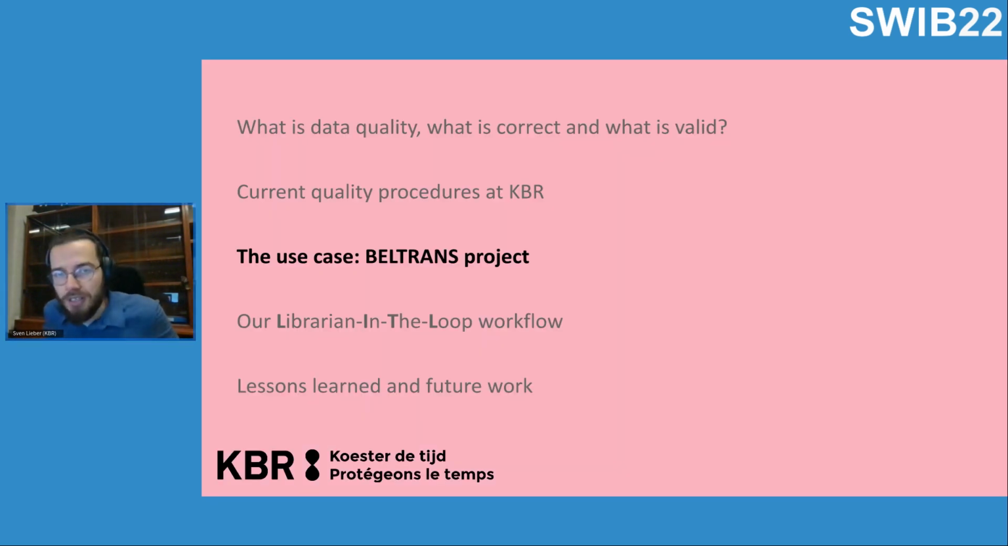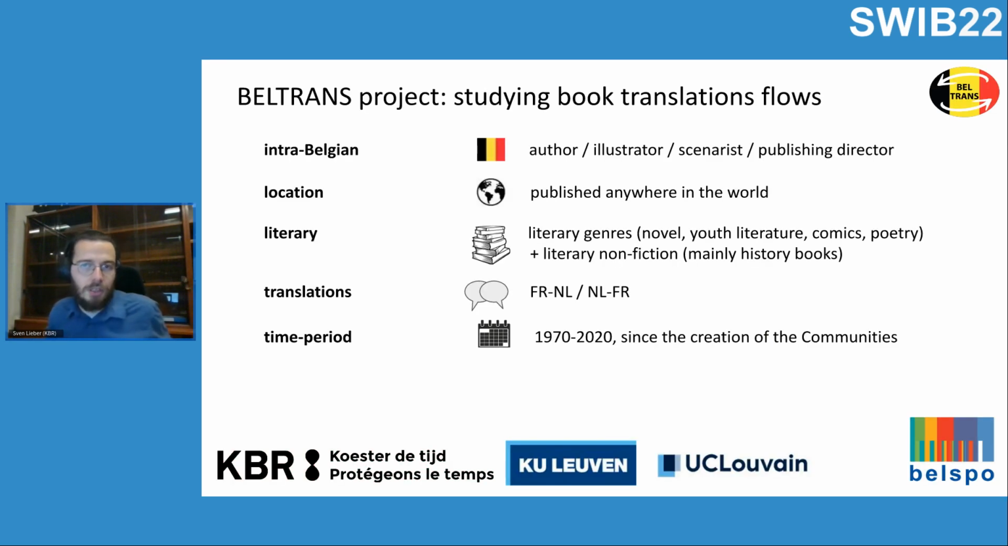Now, as I mentioned in the take-home message, if you start to use your data for a specific use case, you might identify more subtle data quality issues. And this is now where the Belgians project comes in. It's a project I'm working on, which is about studying book translation flows. So basically, when was a translation of a book published? Who was the publisher of the original? Who was the publisher of the translation? And so on and so forth.